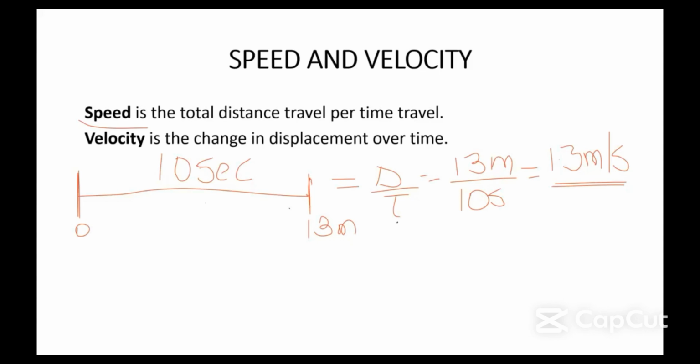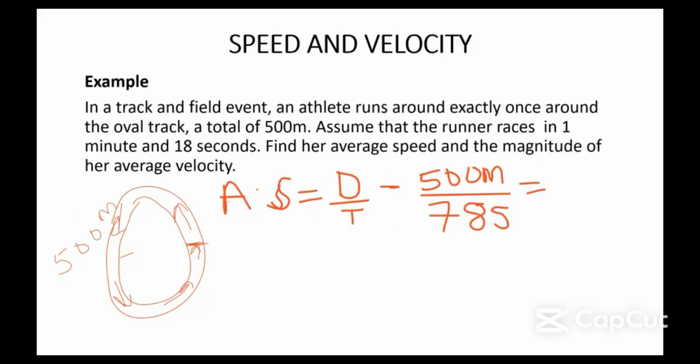This is the speed. By the time we calculate it, 500 divided by 78 seconds will yield a value of 6.4 meters per second. So that is the average speed.